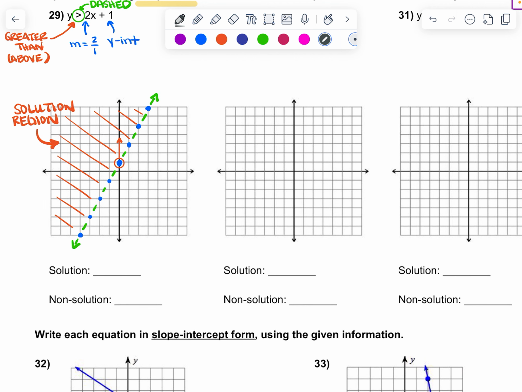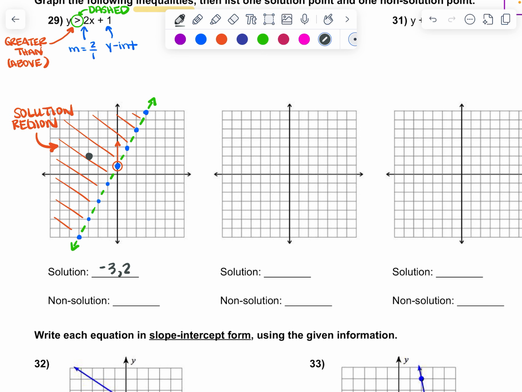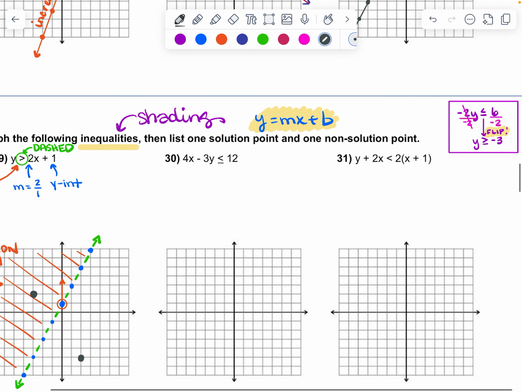So down here, when it asks for solutions, I'm just going to pick some random point. Let's say this guy right here. That is the point negative 3, 2. I know he's a solution because he's in the solution region. And then I can pick some other random point that's not a solution. Let's say here: 1, 2, 3, 4, negative 5, 2, negative 5. Obviously there are infinite possibilities that you can put in the solution blank and the non-solution blank, so just make sure you're picking one.